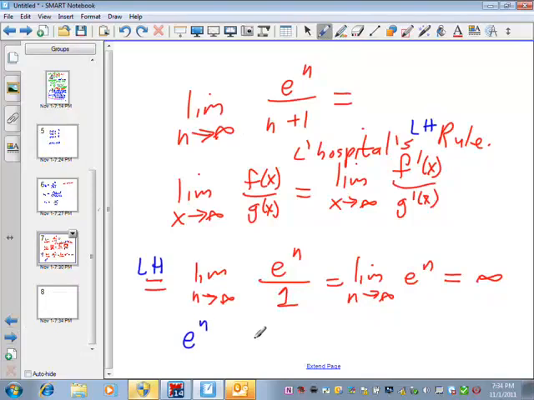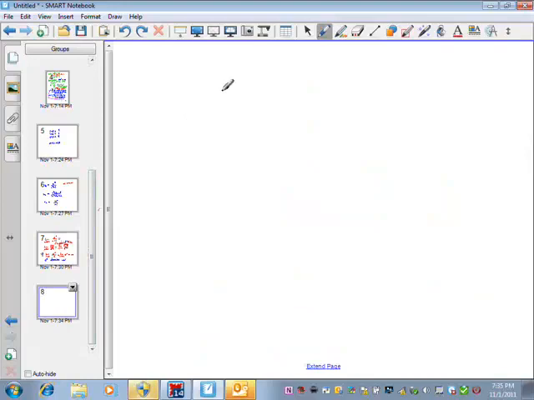E to the n dominates n plus 1. So that means that if you put e to the n over n plus 1 and take the limit, you get infinity. Equivalently, you could say that if you take the limit as n goes to infinity of n plus 1 over e to the n, you get 0. Absolutely. So you can say it either way. So e to the n is up there. So the hierarchy is pretty high. E to the n is one of the biggest ones.